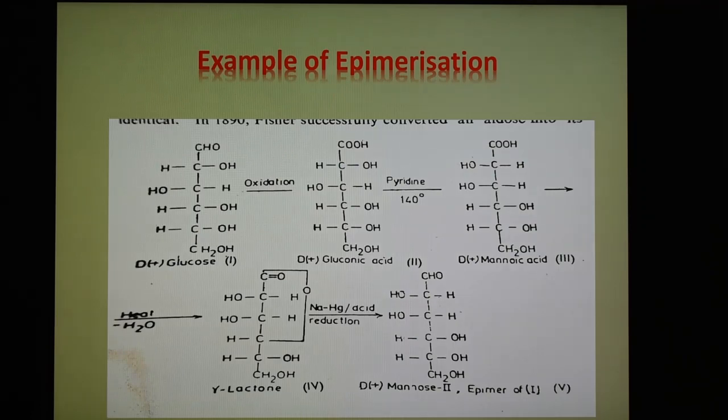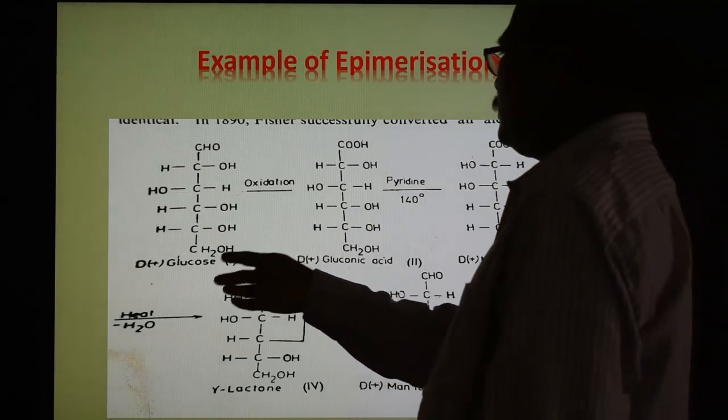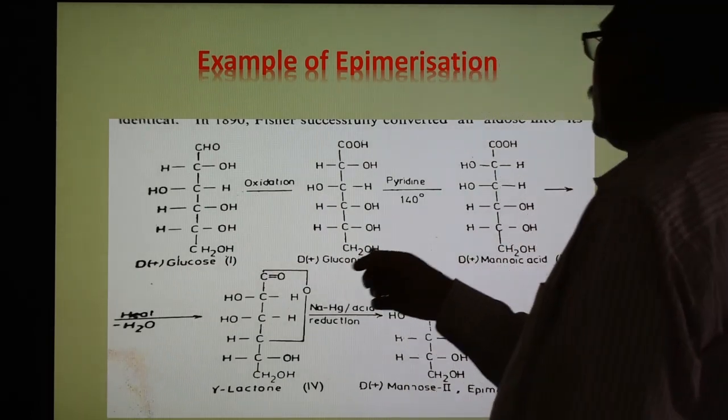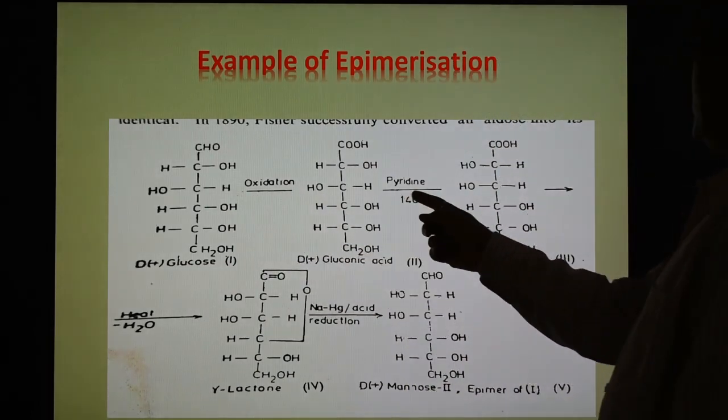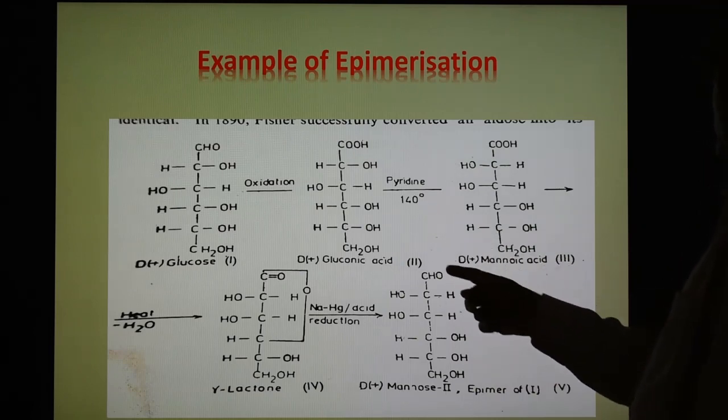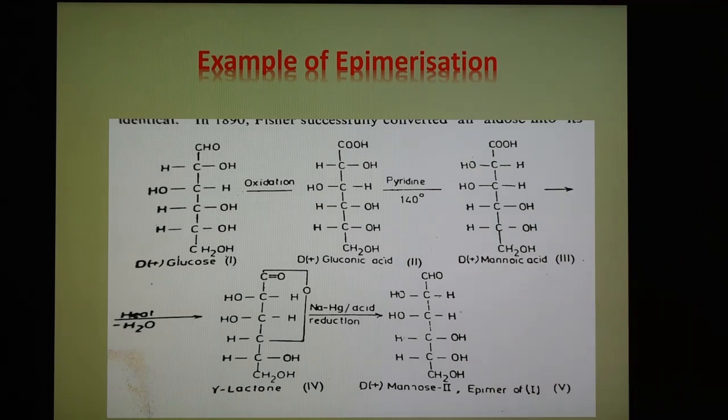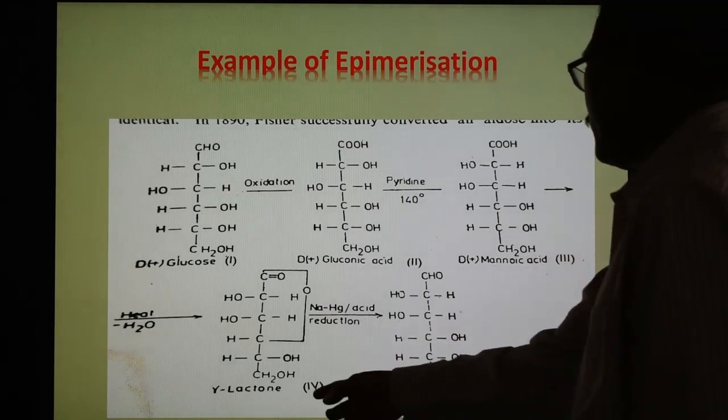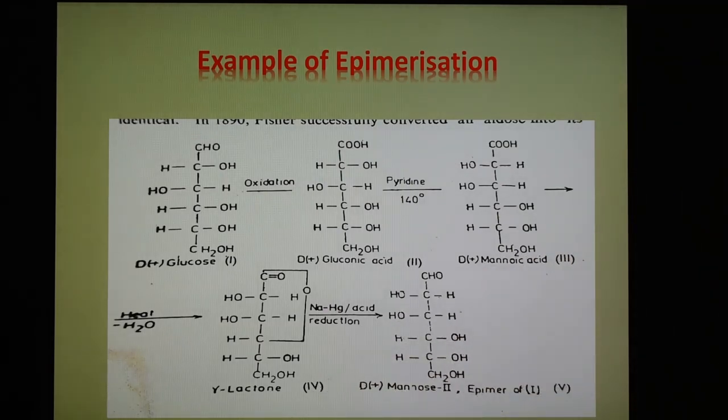So the change of aldonic acid 2 to 3 takes place through the intermediate enol form. All these steps are shown here in this example on the slide. Here D-glucose is first converted by oxidation to gluconic acid, then by using pyridine at high temperature D-mannonic acid is formed. So this is structure 1, 2, 3, 4 and lastly 5 we get. Then the gamma lactone is converted into mannose. In this way, this is the example of epimers, where different structures are formed.